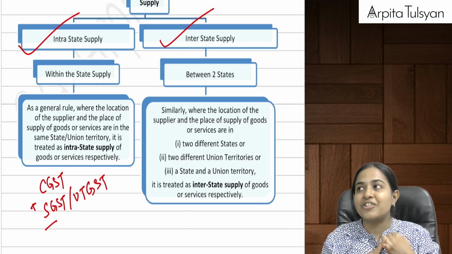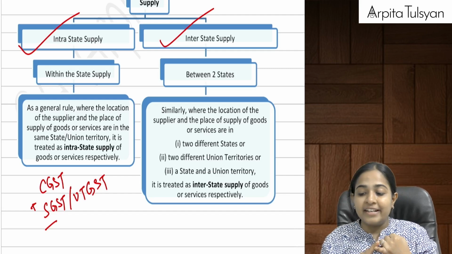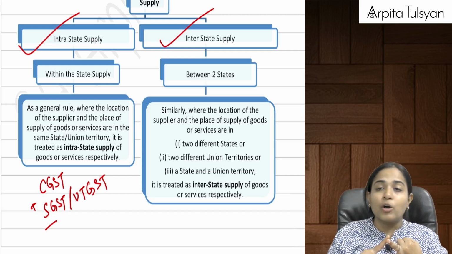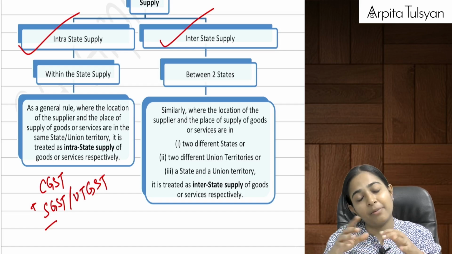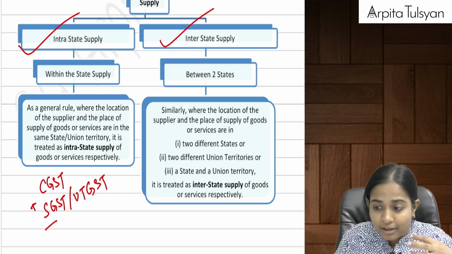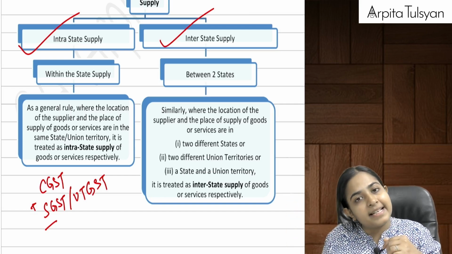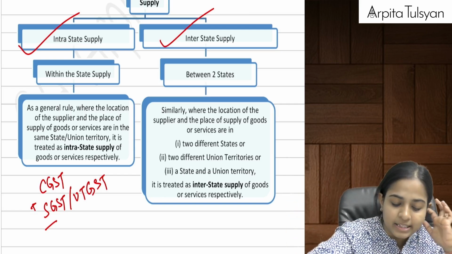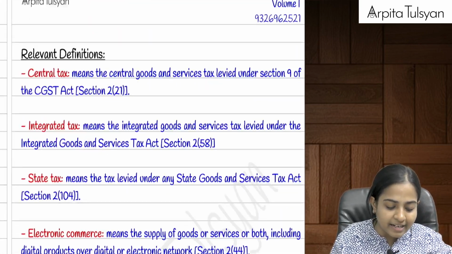Example, any transaction between Maharashtra and Gujarat, that will be called as interstate supply. Any transaction between, let's say, Dadra and Nagar Haveli and Lakshadweep, even that will be considered as interstate supply. Let's say there is a transaction happening between Maharashtra and Lakshadweep, even that will be considered as interstate supply, right? So these transactions will be called as your interstate supply. The examples and the pointers are given here.